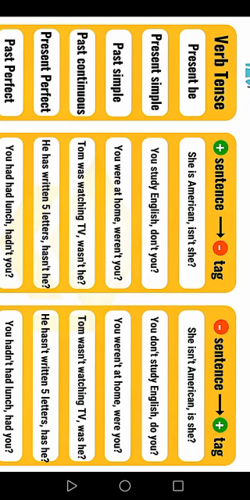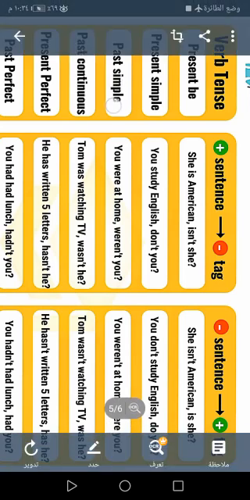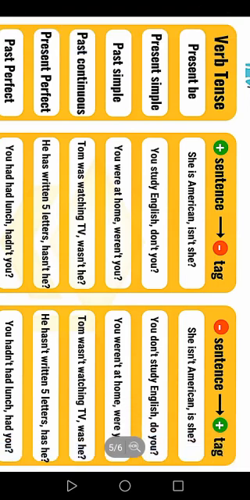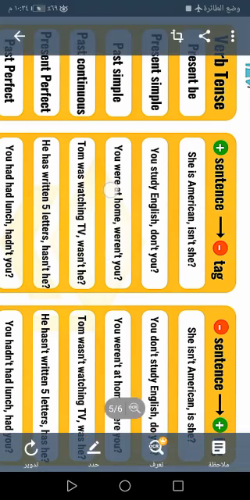The third example, past simple tense. You were at home, weren't you? Here we have a positive sentence. The question tag must be negative. Weren't you? Weren't is an auxiliary verb, and you is a personal pronoun.